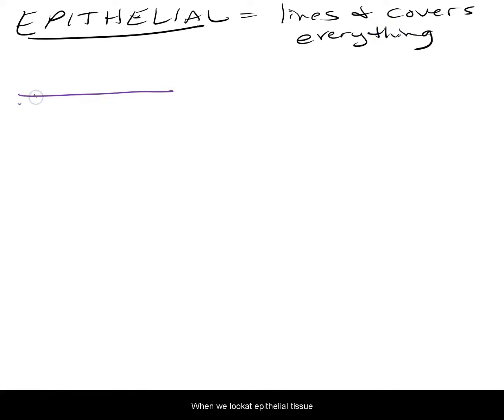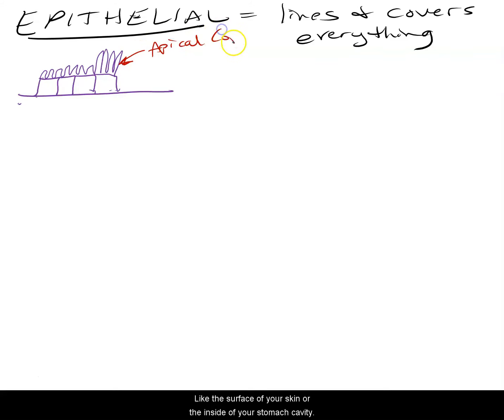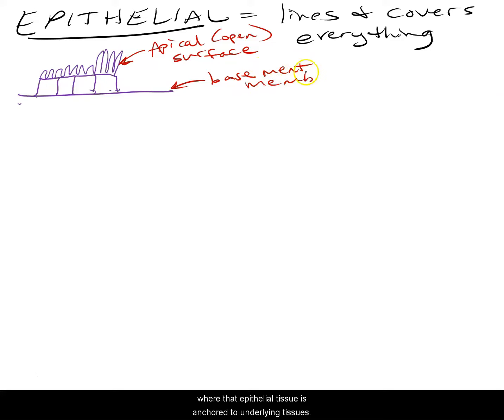When we look at epithelial tissue, what makes it unique is that we have two distinct surfaces. There's a surface that may have structures attached to it, and that surface is called the apical or free surface, and it's an open surface, like the surface of your skin or the inside of your stomach cavity. And then the other surface is the basement membrane, where that epithelial tissue is anchored to underlying tissues.